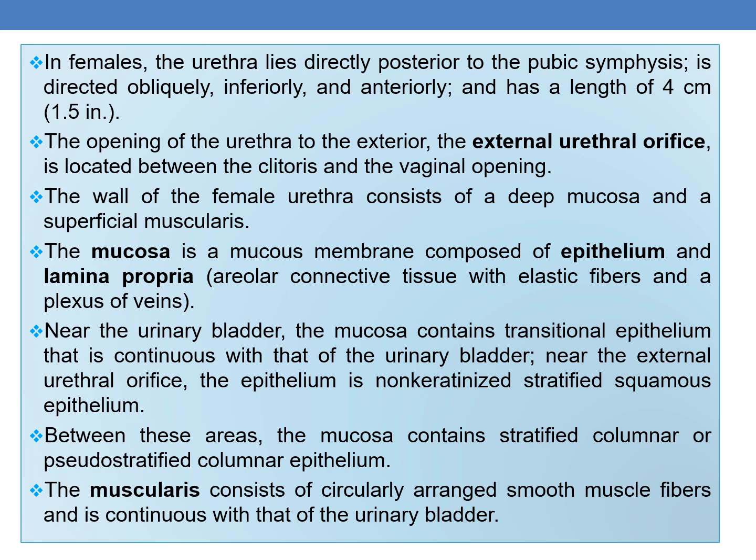The mucosa is a mucous membrane composed of epithelium and lamina propria, that is the areolar connective tissue with elastic fibers and a plexus of veins. Near the urinary bladder, the mucosa contains transitional epithelium that is continuous with that of the urinary bladder. And near the external urethral orifice, the epithelium is non-keratinized stratified squamous epithelium. Between these areas, the mucosa contains stratified columnar or pseudostratified columnar epithelium. And the muscularis consists of circularly arranged smooth muscle fibers and is continuous with that of the urinary bladder.